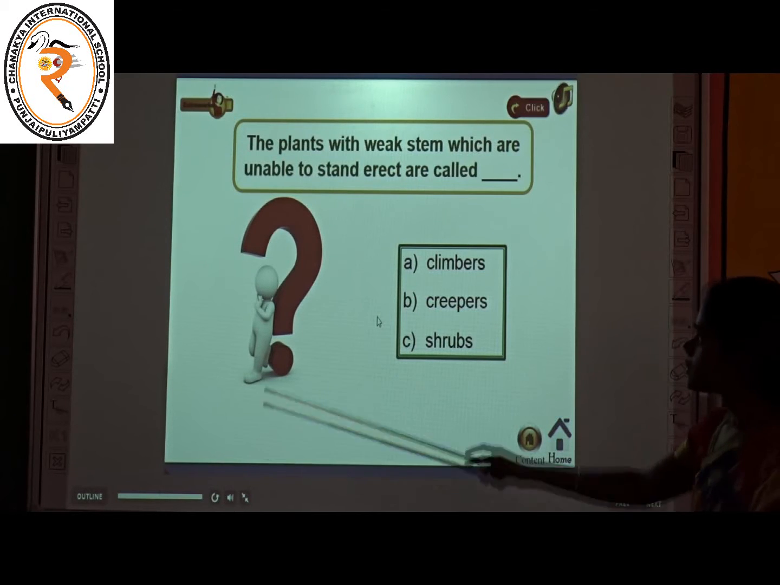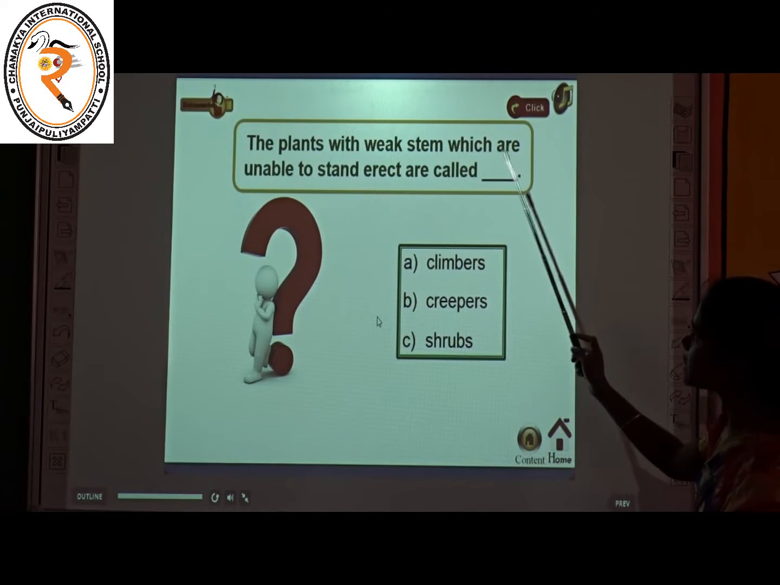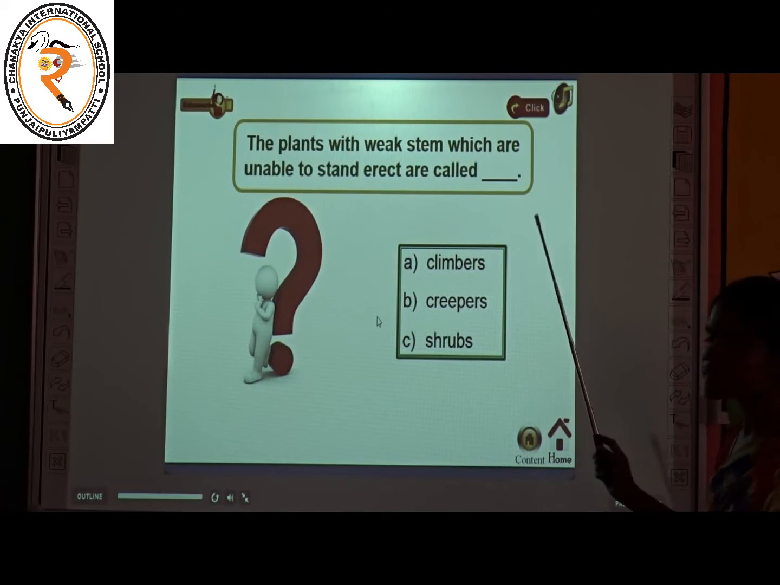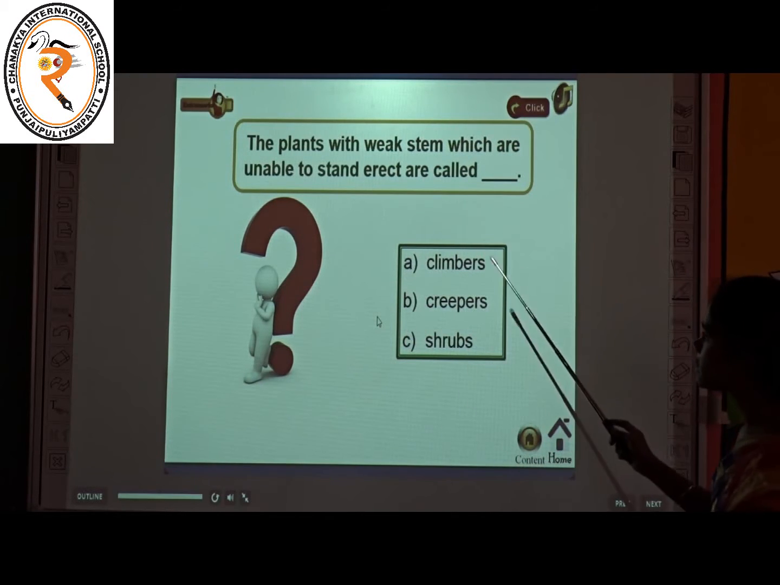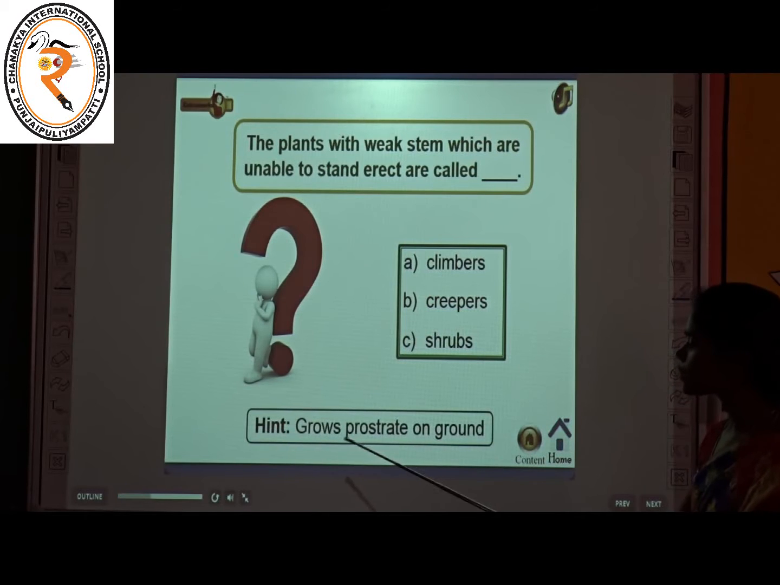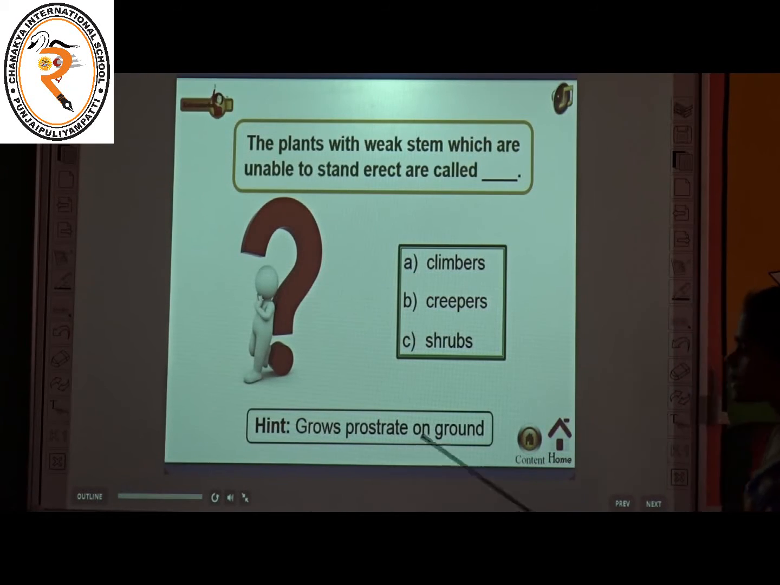See, the plants with weak stems which are unable to stand erect. Erect means upright position, that is, in a straight position. They are called climbers, creepers or shrubs. What is the correct answer? I will give a hint also. See, it grows prostrate on the ground. That is, it spreads on the ground. So what is the correct answer?